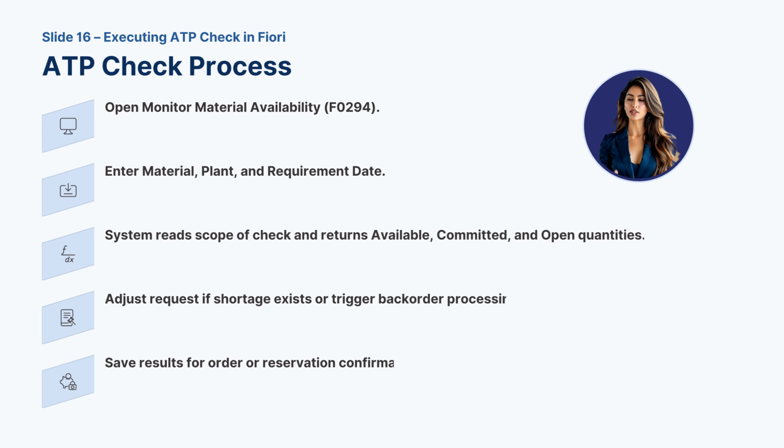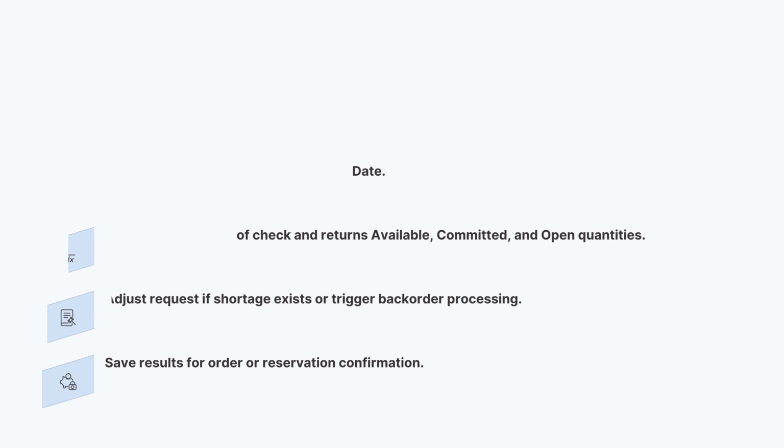Executing ATP check in Fiori. To perform an ATP check, open Monitor Material Availability F0294. Enter material, plant, and required date. The system reads the scope of check and displays available, committed, and open quantities. If shortages are detected, ATP suggests rescheduling or triggers backorder processing. Confirm results to commit quantities in the order or reservation.